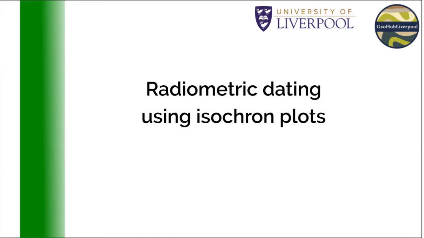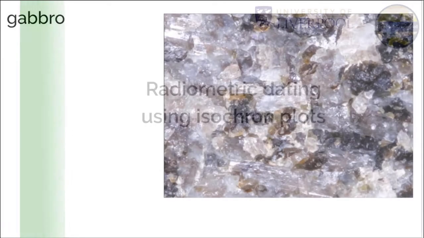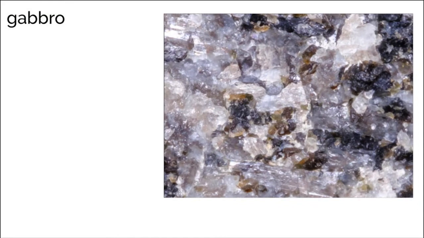The best way to understand isochron plots is to look at a real example. This is a sample of Gabbro, an igneous rock. The question is, how old is it?